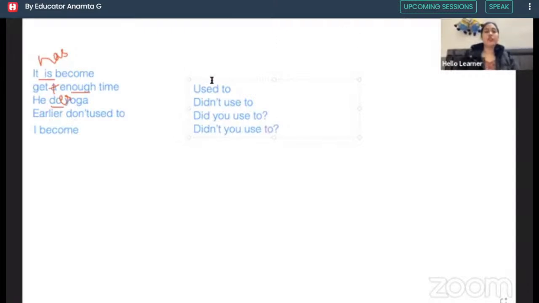Ma'am, you are supposed to say "used to" in positive. In negative, you are supposed to use "didn't use to". Interrogative, "did you". You की जगह आप कोई भी subject लगा सकते हो: did he, she, did you use to do yoga? Didn't use to is negative interrogative. Okay, ma'am. Next, तो यहाँ पे आपका didn't use to आना चाहिए था. I became, I become आपने कुछ बोलता है, I became कुछ बोलता है, I have become आएगा यहाँ पे. I have become. Okay, ma'am.